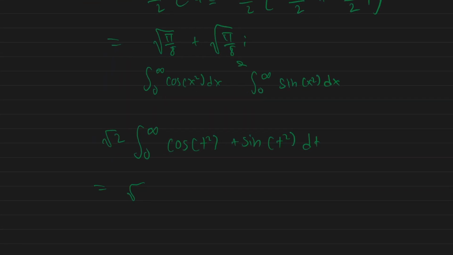So we're going to have root 2 times 2 root pi over 8, and we can simplify this down to the square root of pi.